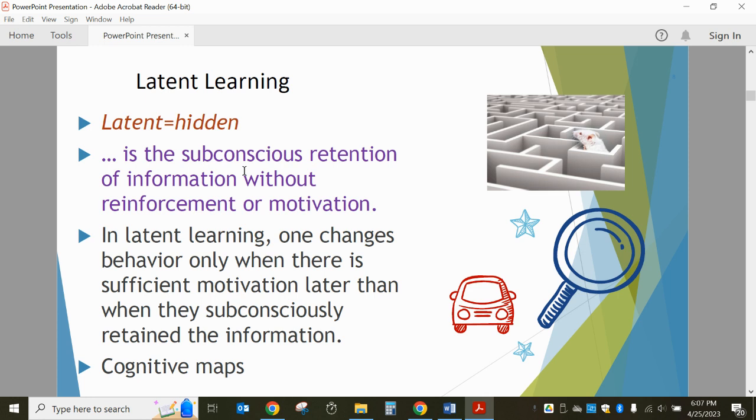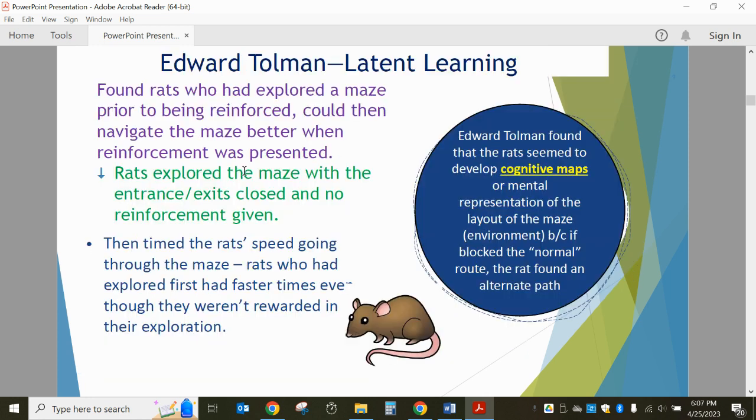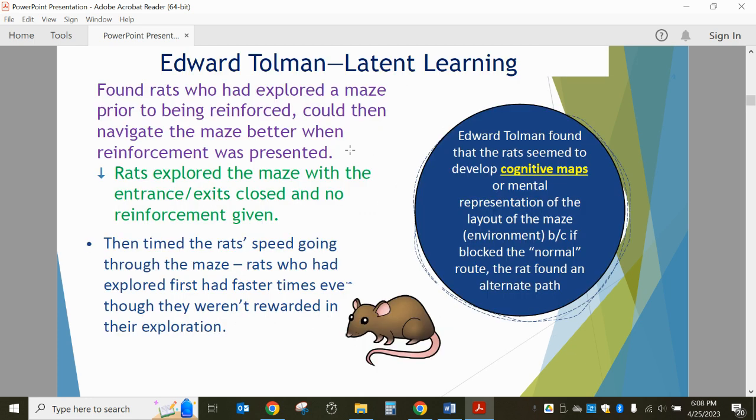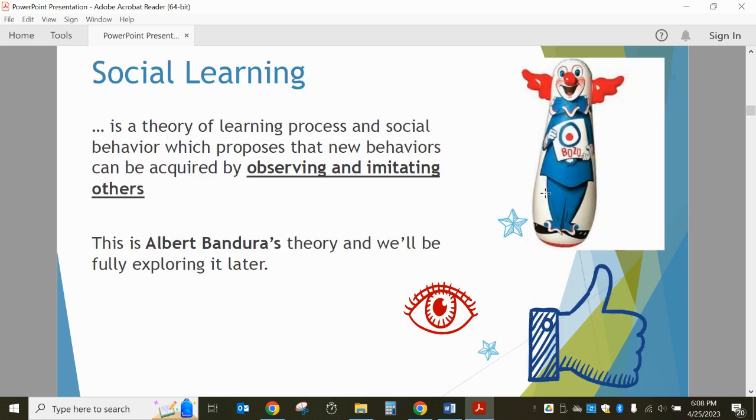Latent learning, often what we call hidden learning, is when we subconsciously retain information without any kind of reinforcement or motivation. Tolman studied this in his rats, who were allowed to explore a maze with the entrance and the exits closed, and there was no reinforcement given. Then later, they ran through the same maze, and there was a reward. There was food at the end, and the rats were able to go through the maze the fastest way possible because they had spent time unconsciously building a cognitive map, a mental map of the maze. So that was latent learning.